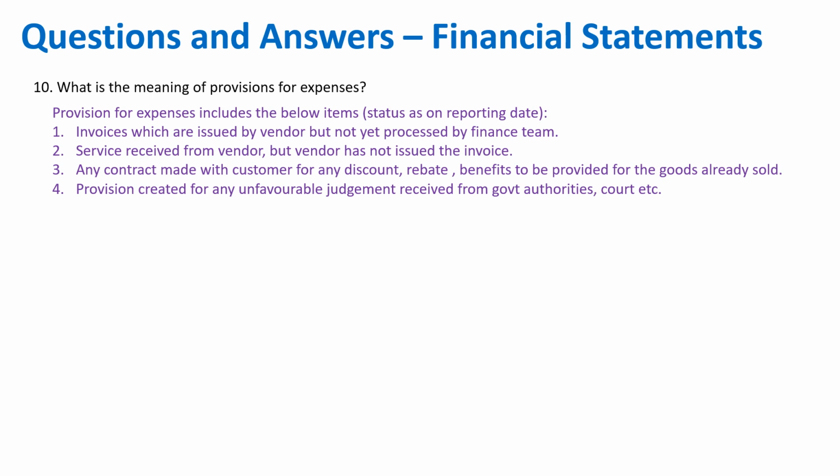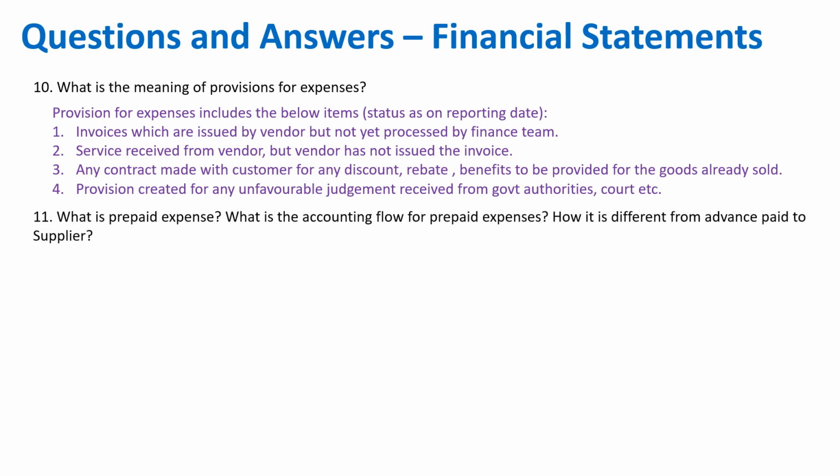Any contract made with customer for any discount, rebate, benefits to be provided for the goods already sold. So if you have a contract, you have to give any extra rebate, extra bonus, extra commission, right? If there is a volume target, then please provide that because that will be part of your expense provision. Provision created for any unfavorable judgment received from government authorities or court. So if there is a legal case and you are getting an unfavorable decision, then you have to create a provision for that.